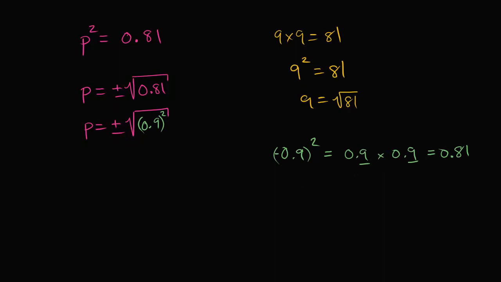So p is going to be equal to plus or minus 0.9, or we could write that p is equal to 0.9, or p could be equal to negative 0.9. And you can verify that. You'd square either of these things, you get 0.81.